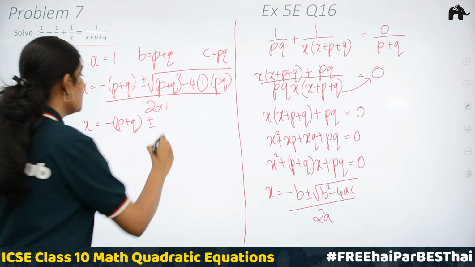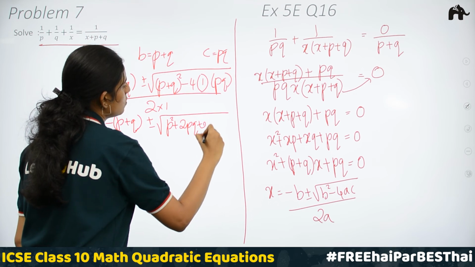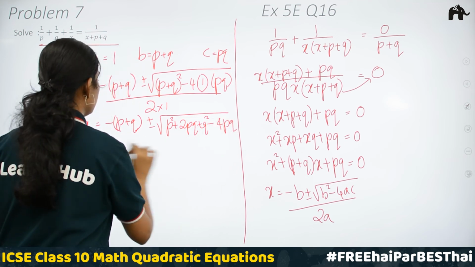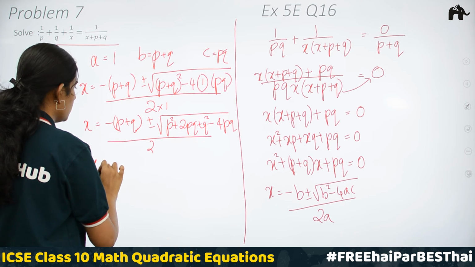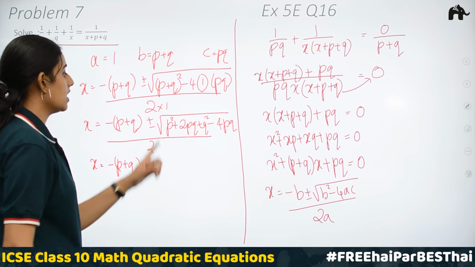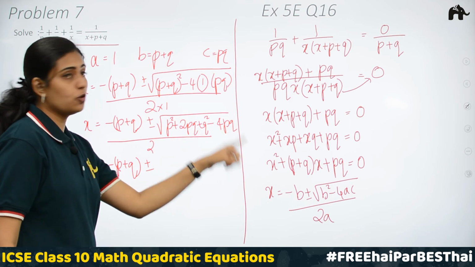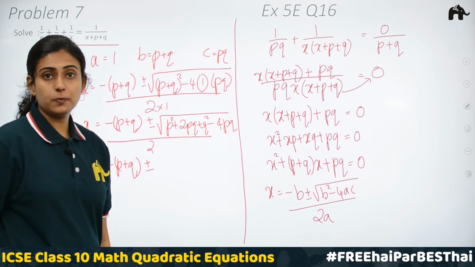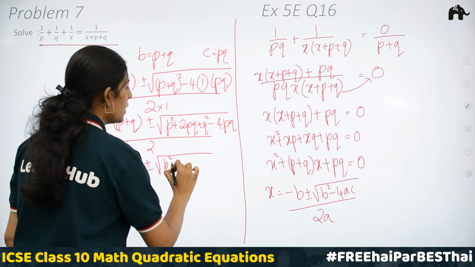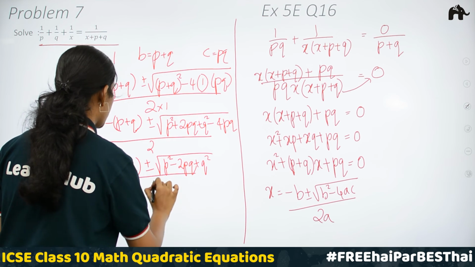X is equal to minus of P plus Q plus or minus root of P plus Q whole square. What do you get? P square plus 2PQ plus Q square minus 4 into PQ is 4PQ, divided by 2. X is equal to minus P plus Q plus or minus root of P square plus 2PQ plus Q square minus 4PQ. 2PQ minus 4PQ is minus 2PQ. Root of P square minus 2PQ plus Q square divided by 2.